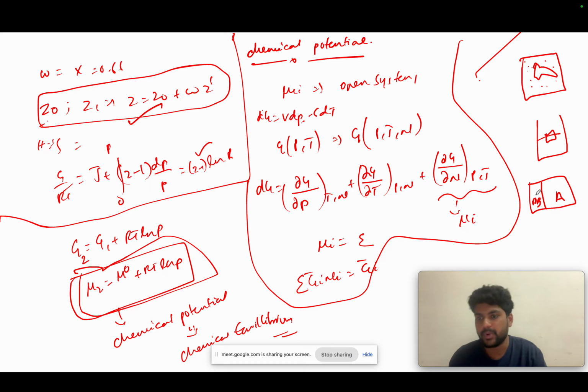Suppose the chemical potential of the mixture is always less than that of A. Then A wants to move freely. So if A moves freely, what happens?